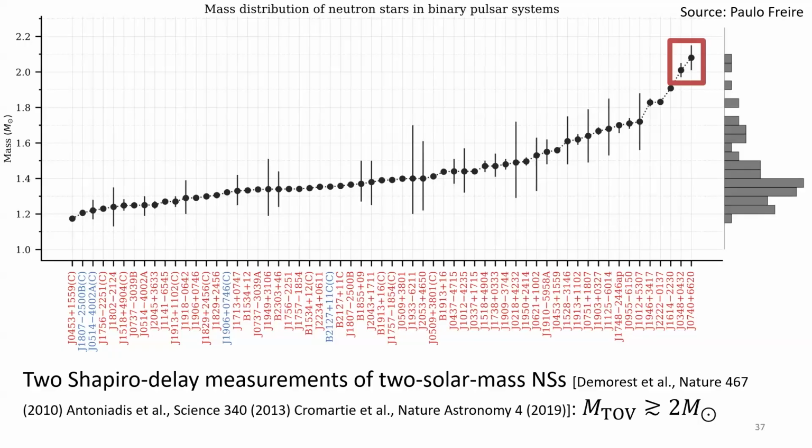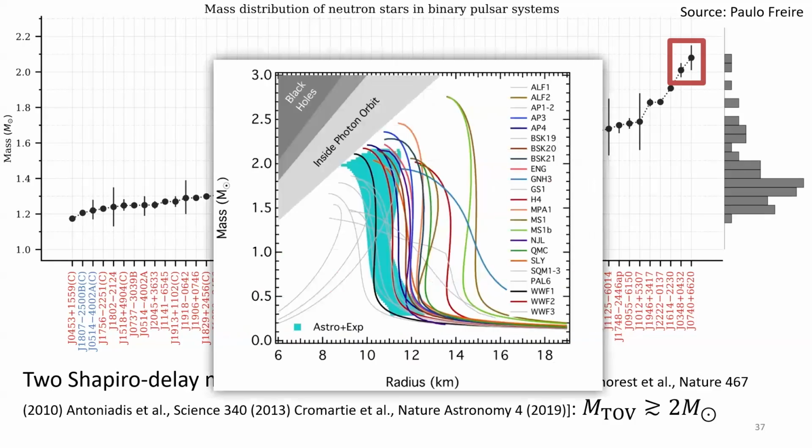So we can fairly safely say that the TOV mass, which is by definition the largest mass of a stable neutron star, is above 2 solar masses. Why is this important? If you recall this figure that I showed to you in the beginning of my lecture, which shows basically the MR predictions of various models for nuclear matter, what these 2 data points allow us to do in practice is draw a straight horizontal line at 2 solar masses and then throw out every single EOS that somehow doesn't reach this point.